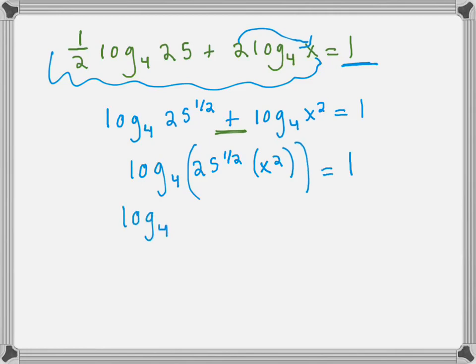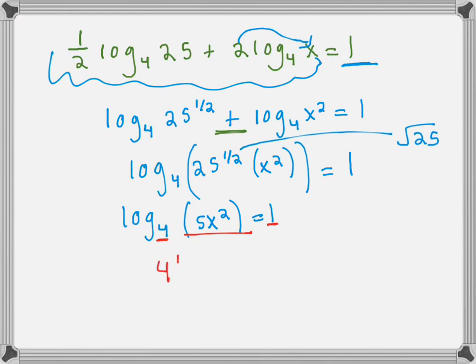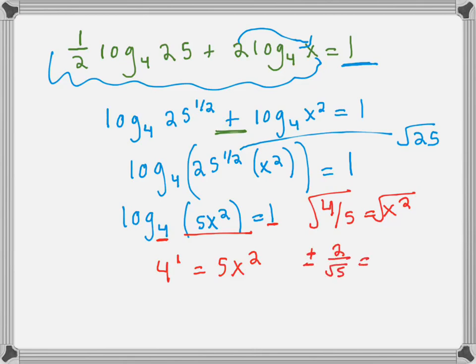Now if we want to simplify this, 25 to the 1/2 is also equal to root 25, right, so this is just equal to 5x squared equals 1. Okay, so now at this point we can't set anything equal to each other in terms of canceling out logs on both sides. So instead we're going to use the format of logs that we just learned. So we raise 4 to the power of 1 and we set that equal to 5x squared. So 4 to the power of 1 equals 5x squared. And then we divide by 5 on both sides. 4/5 equals x squared, square root, plus or minus 2 over root 5 is going to equal x.